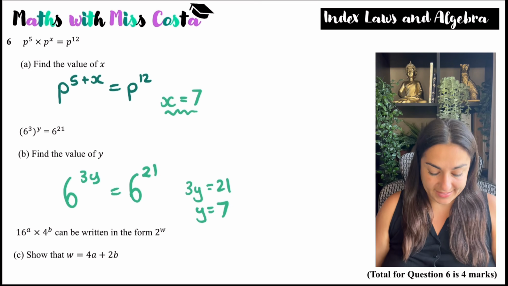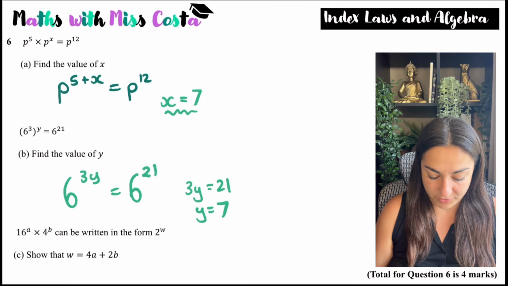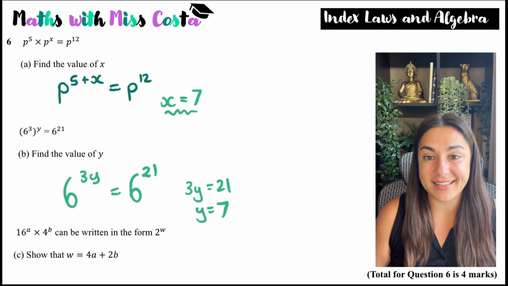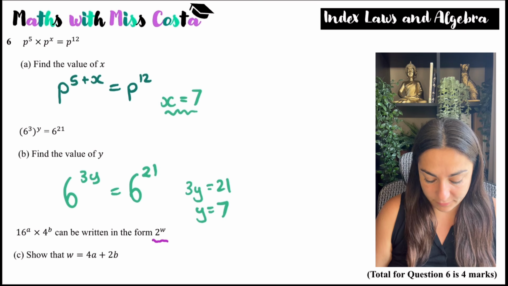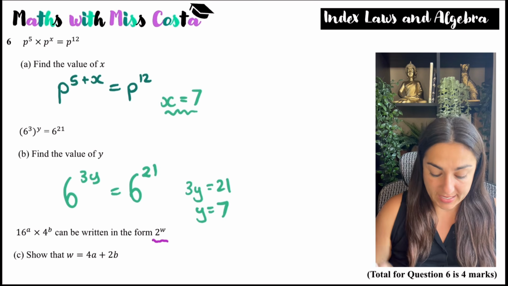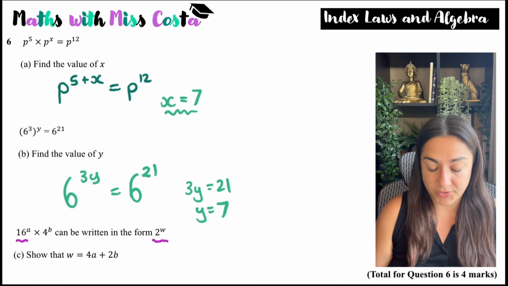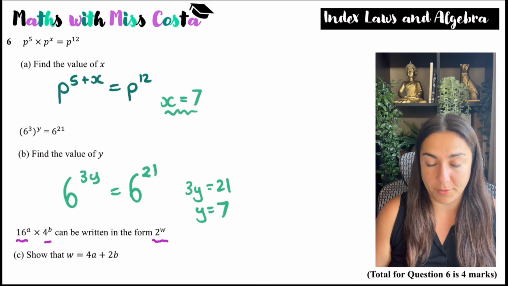So I'm told that 16 to the power of a times 4 to the power of b can be written in the form 2 to the power of w. Now the key here is that they've given you a clue that it can be written in the form of 2 to the power of something. So your base number is 2. And hopefully you can recognise that 16 is a power of 2 and 4 is also a power of 2.